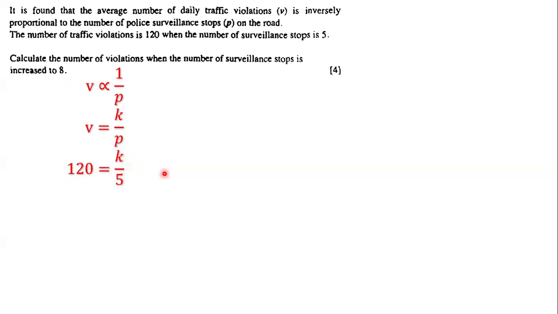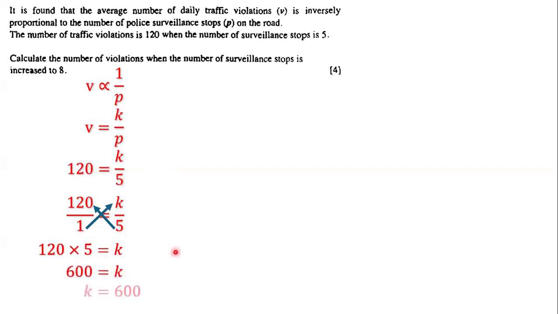But what is K? We put 120 over 1 and set it equal to K over 5. We cross multiply, and so we have that 1 times K is K, and 5 times 120 is 120 times 5. So K is equal to 120 times 5, and 120 times 5 is 600. So K is equal to 600.